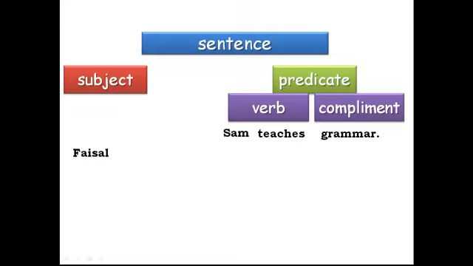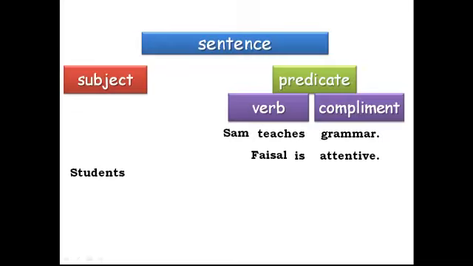Okay, another example. Faisal, subject, is, verb, attentive, complement. Is attentive is the predicate, Faisal is the subject, and together we have a complete sentence, Faisal is attentive. So Faisal, the subject, is doing something, attentive tells us about what is being done, and is the verb which tells us what the action is.